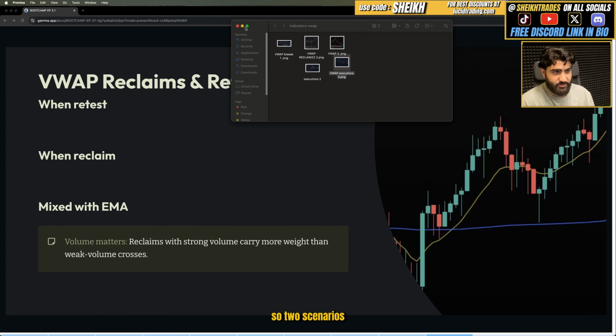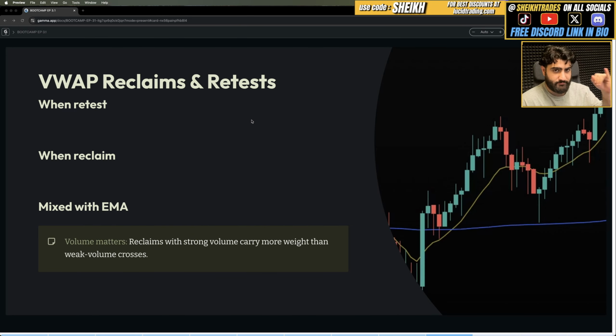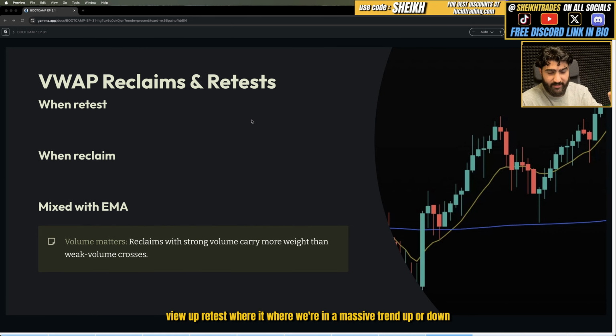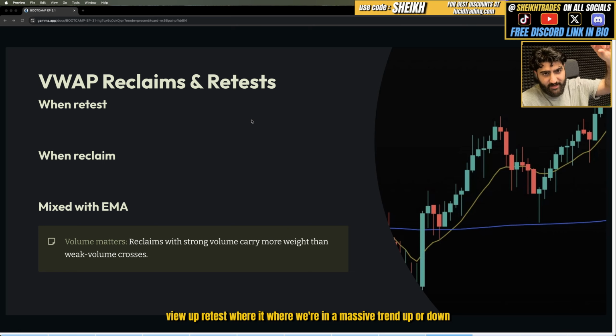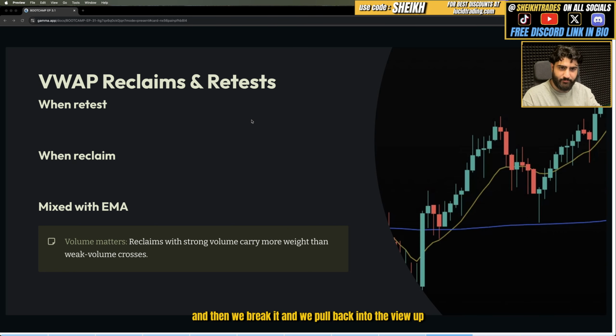So, two scenarios. VWAP retest, where we're in a massive trend up or down, and then we break it and we pull back into the VWAP and we go back up. Or we have a reclaim of VWAP, exactly like this, where we hold VWAP because the other side is taking control. Like in this case, we were in a sellers dominated market. We went back up, reclaimed VWAP, and now buyers are in control. And as I said, mixed with the EMA, very, very important. If it breaks VWAP and also breaks the EMA and holds the EMA, then the reversal is 100% confirmed.